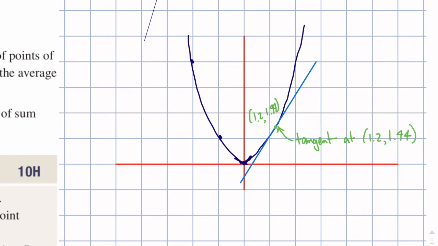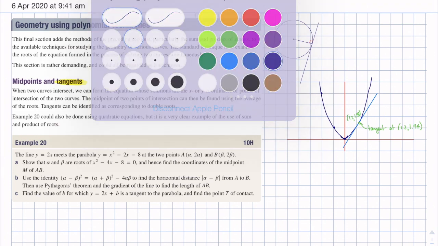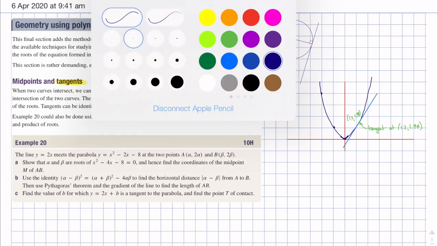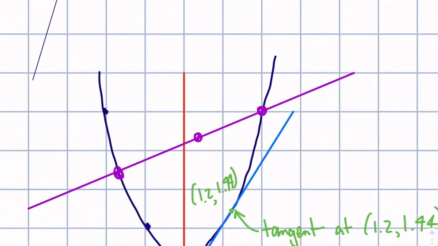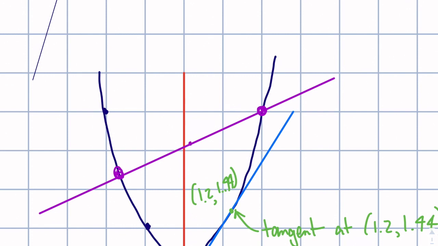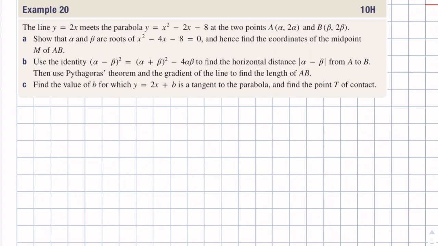So what we're doing is we're finding stuff out about tangents. Also midpoints. We've done a lot with midpoints. So for example, if I had another line cutting across here and I was looking at the midpoint between where it intersects, then this would be the midpoint. Let's look a bit closer. Then like this would be the midpoint. So that's what we're looking at today. The best way to get to know these is to have a look at some examples.